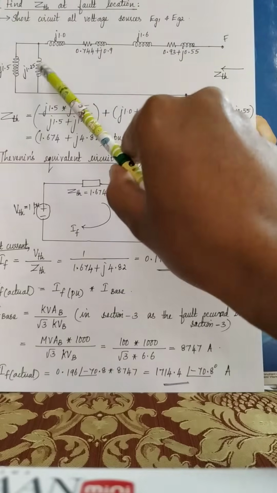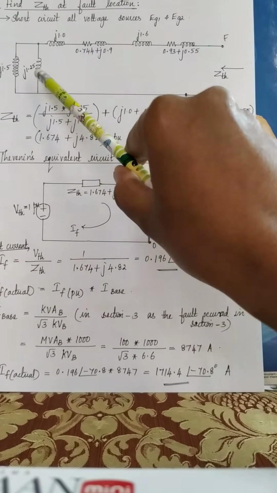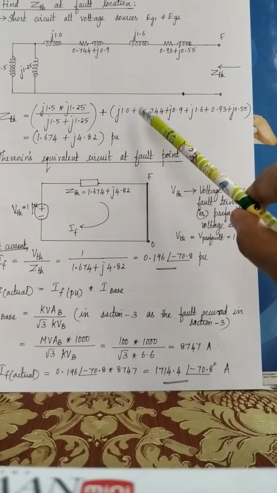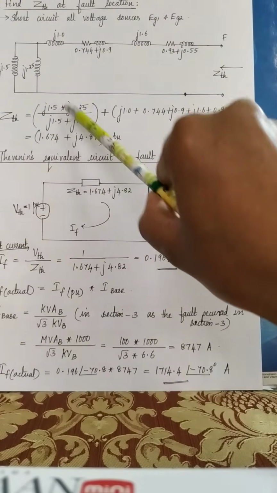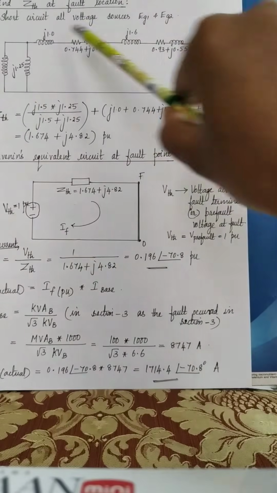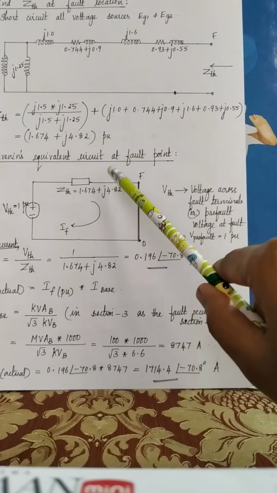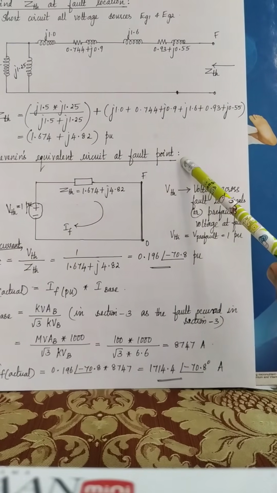Now if you look at this, J1.5 and J1.25 are in parallel, in series with all the other impedances and reactances. So these two are in parallel. The parallel combination of these two is in series with all the remaining reactances. Okay, you will get the value like this. Now step 4.